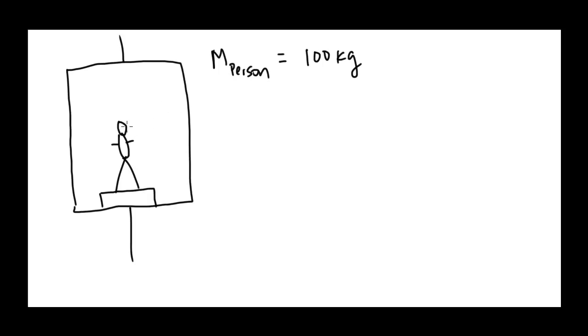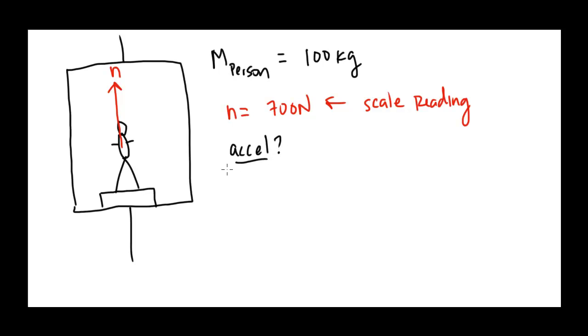So what does the scale read? Well, the scale reads this upward force. That's the normal force. I'm going to use N for normal force. So the reading of the scale, the normal force N, let's say in this problem is 700 newtons. So this is the scale reading. It's the normal force. It knows how hard it pushes up on you. And the question is, what is the acceleration of the elevator? That's what we'd like to know.